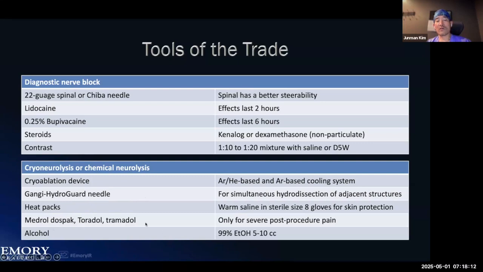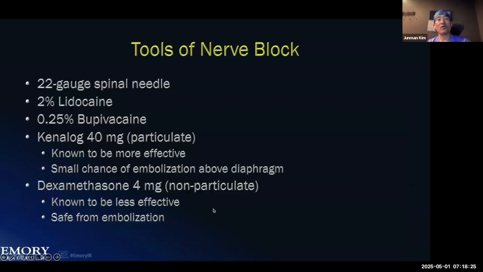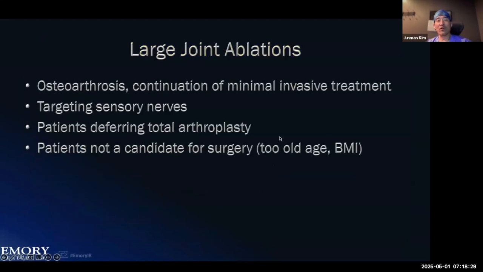Sometimes steroids for post-procedure pain. Alcohol can also be used for chemical neurolysis, in which case I use like 5 to 10 cc of 99% ethanol. So these are some of the things, and we're going to move on to cases. I'm going to show you some cases of large joint ablations.